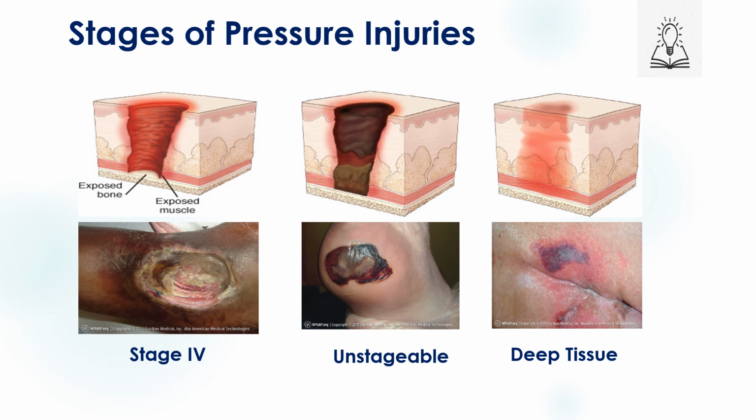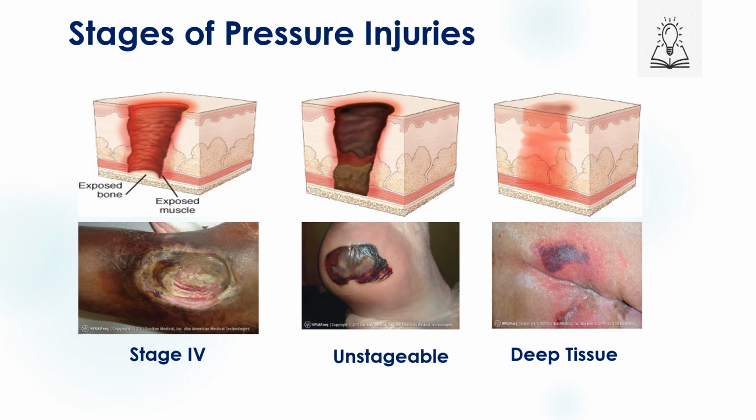Unstageable injuries involve full thickness skin and tissue loss, but the extent of the damage cannot be determined because there's no visible wound bed; it's covered by eschar or slough. The primary goal is to remove the necrotic tissue through debridement. Appropriate dressings include those that promote a moist environment, such as hydrocolloids or hydrogels.